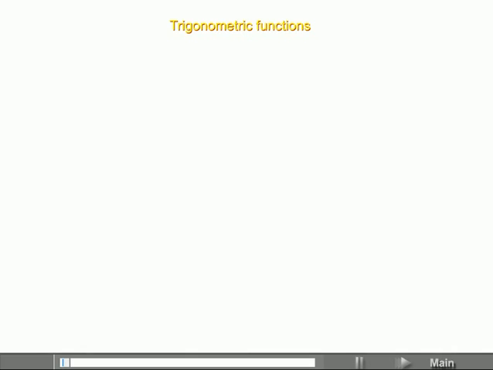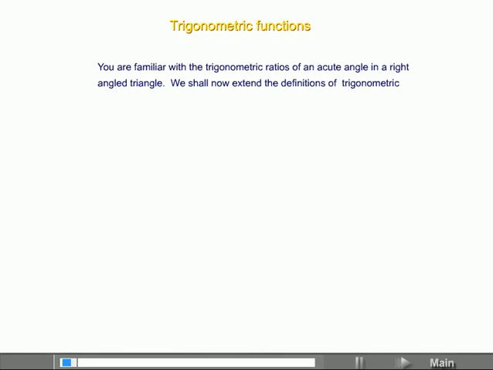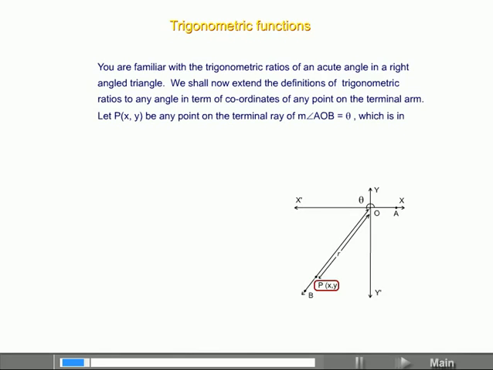Trigonometric functions. You are familiar with the trigonometric ratios of an acute angle in a right angle triangle. We shall now extend the definitions of trigonometric ratios to any angle in terms of the coordinates of any point on the terminal arm. Let P(x, y) be any point on the terminal ray of angle AOB equal to theta, which is in standard position, and such that length OP is equal to r greater than 0.